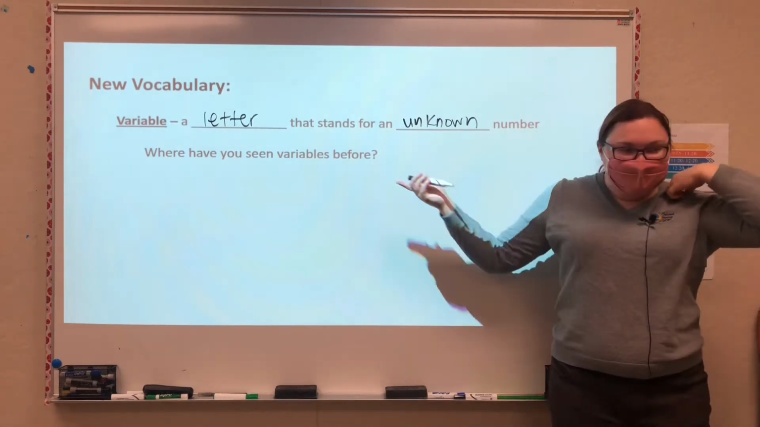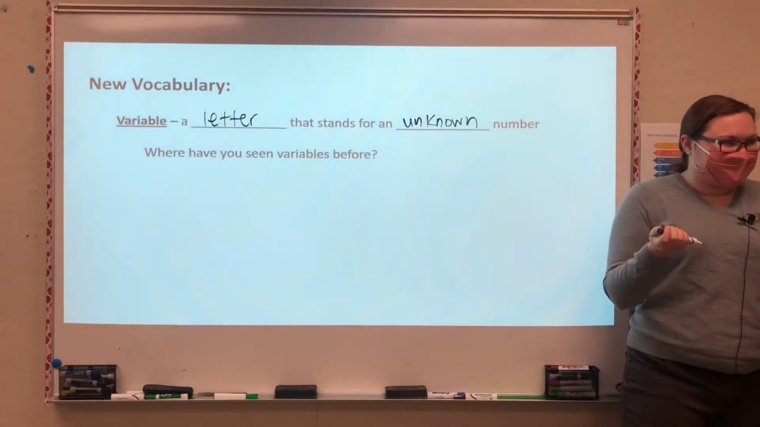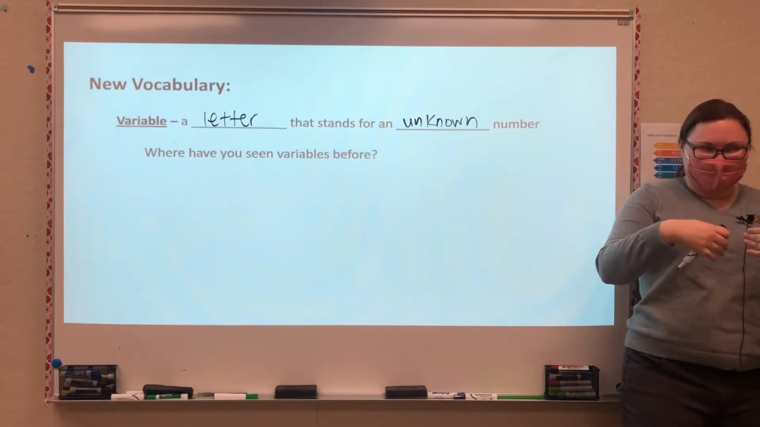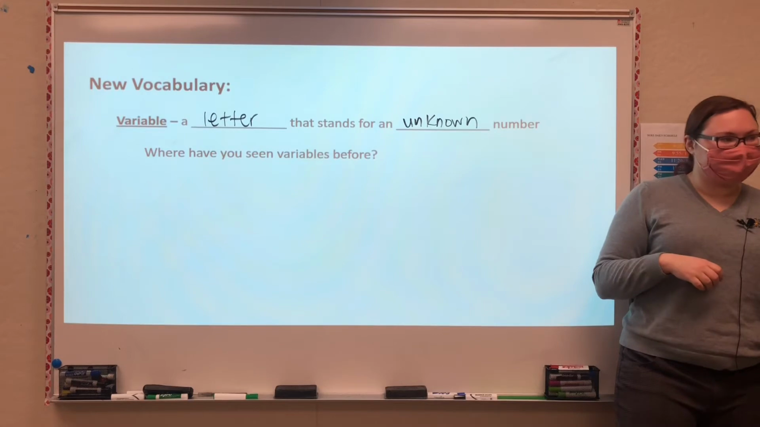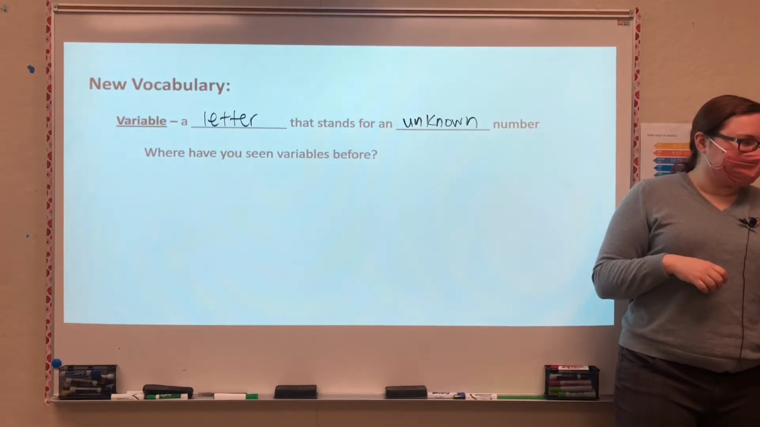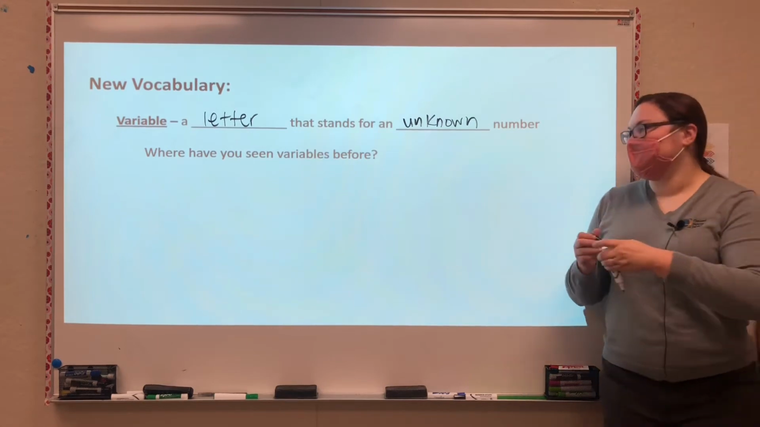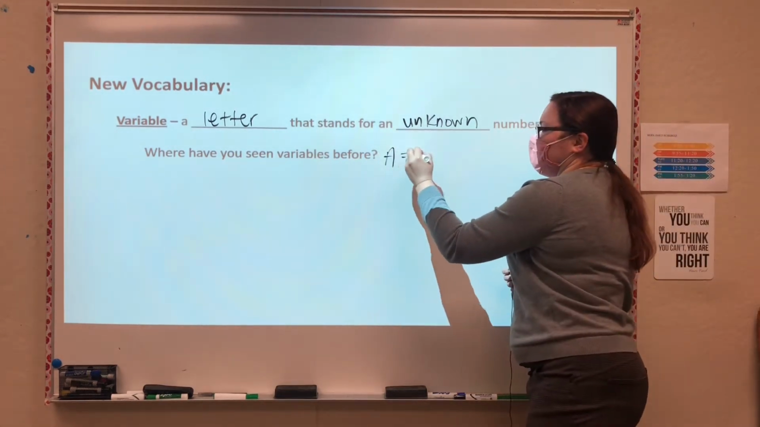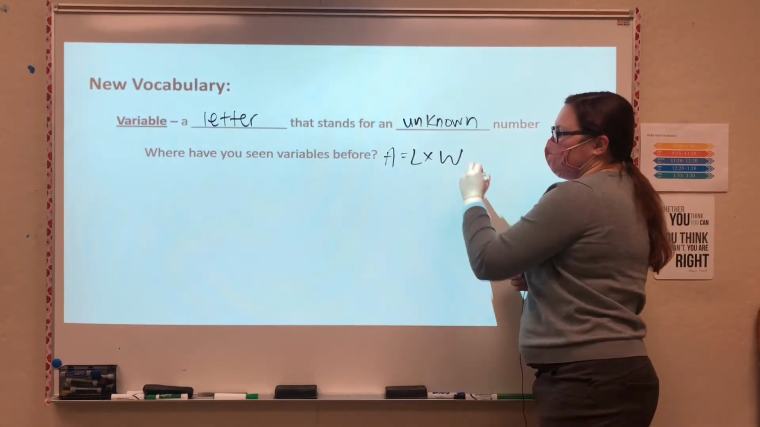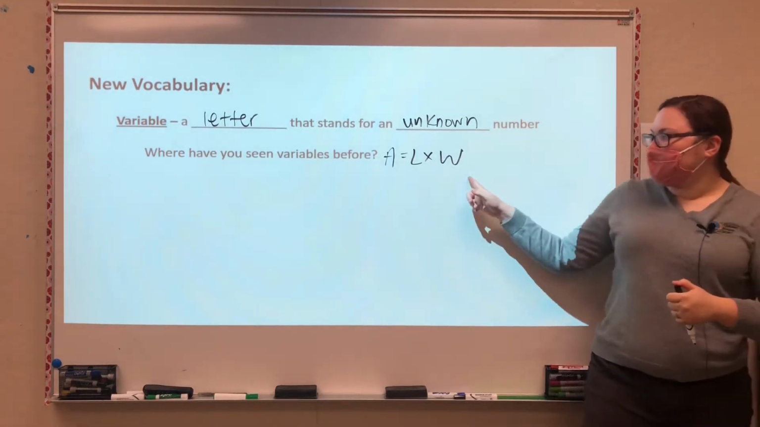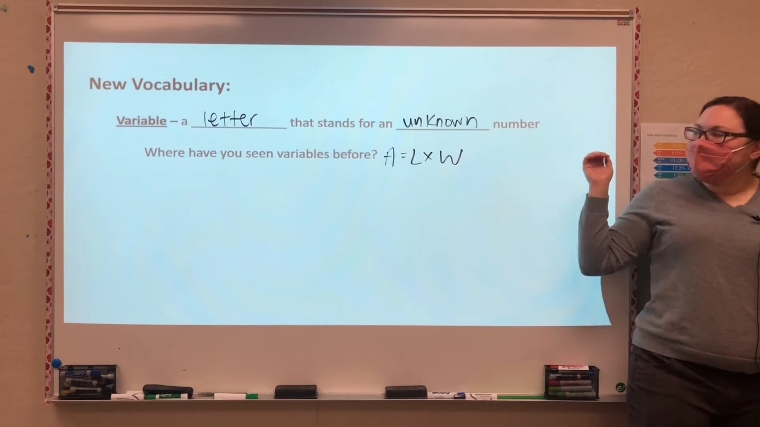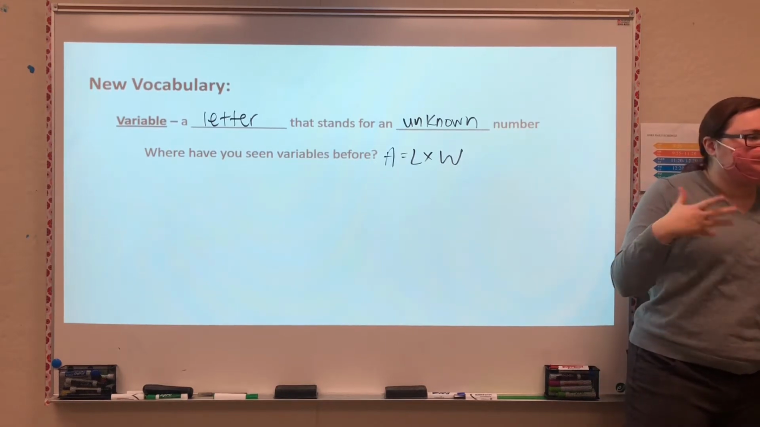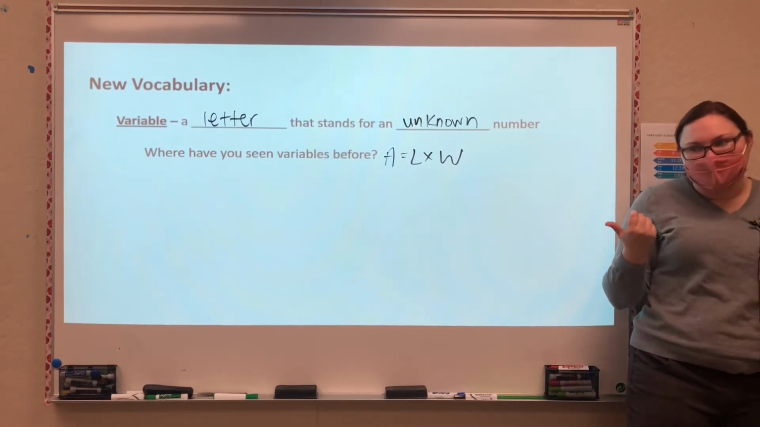So where have you seen variables before? You literally already saw some today. Why were we using those variables? To find the particular number. To find that number for our area. So we used variables in this right here. This is a formula. So even before this lesson, you saw variables. We just weren't calling them variables.